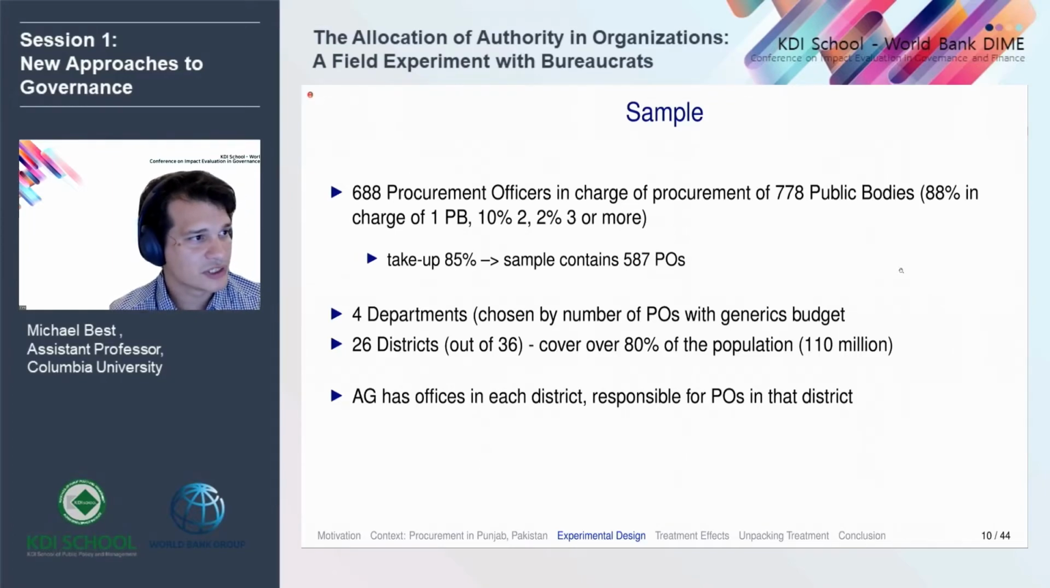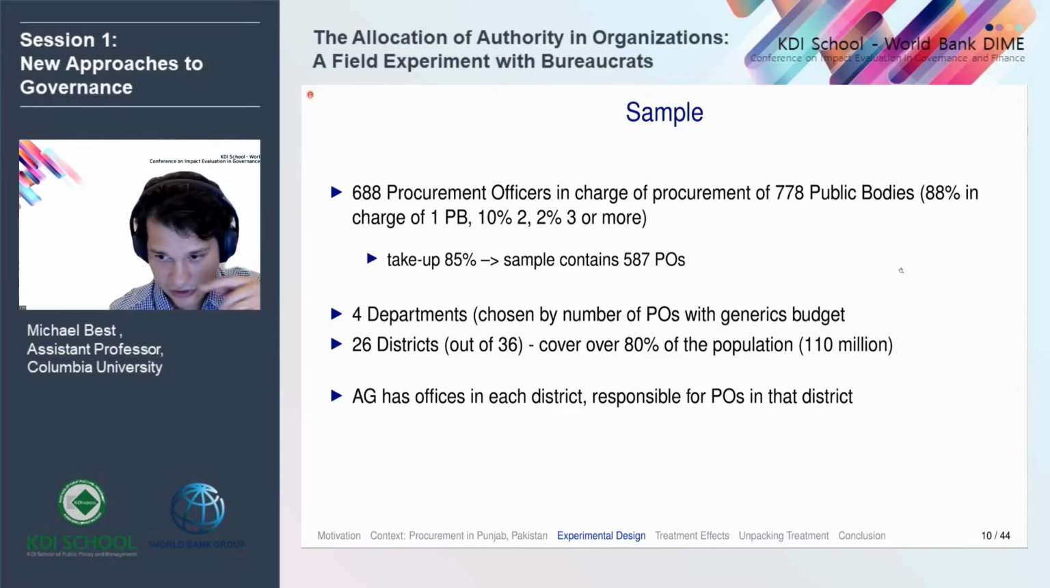We're working with a sample of 688 procurement officers who run procurement at 778 public bodies. They come from the four biggest departments that buy generic goods. So we're working in health, education, communication and works, and agriculture in 26 of the 36 districts of Punjab. So this covers about 90 million people.